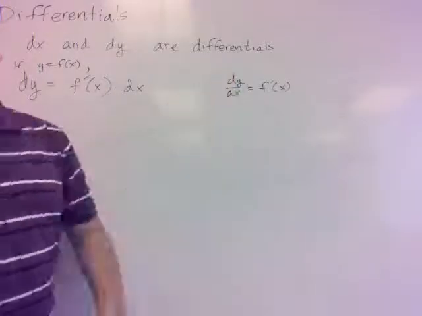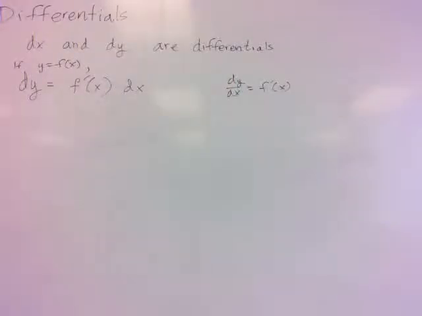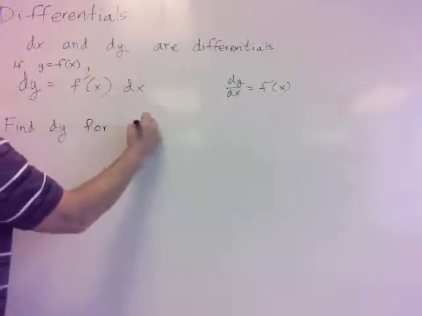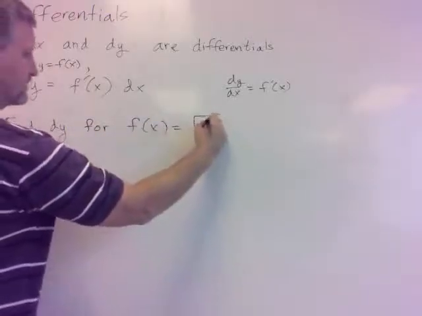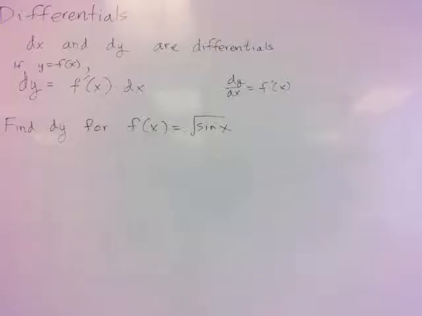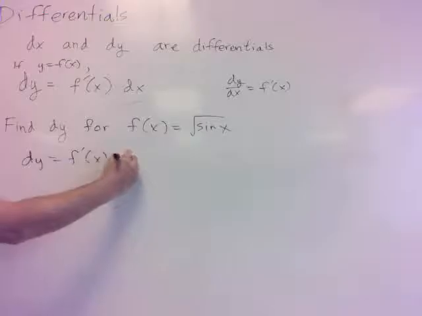It's pretty simple, pretty straightforward, and we'll talk about some other things in just a second. All right? So let's find dy. One thing we can do is find the value of dy for whatever function you want. F of x equals, let's do the square root of sine x just to make it really fun. Okay? Find dy for f of x equals square root of sine of x. Well, here's what dy equals. Dy equals f prime times dx.